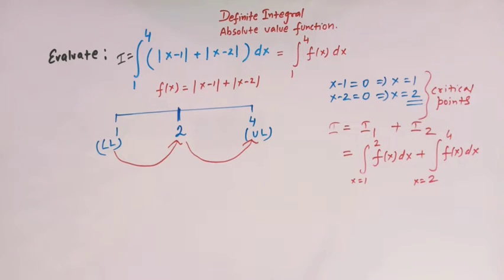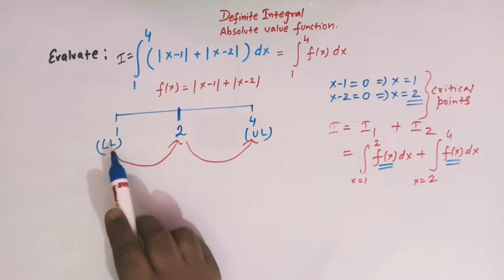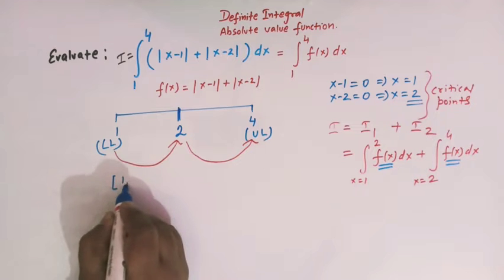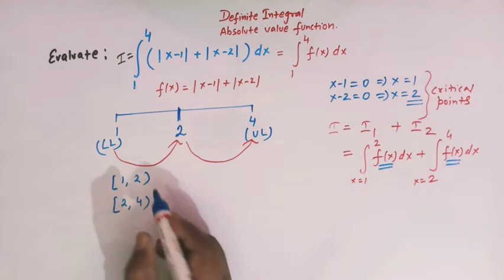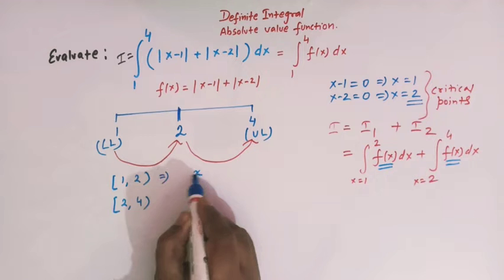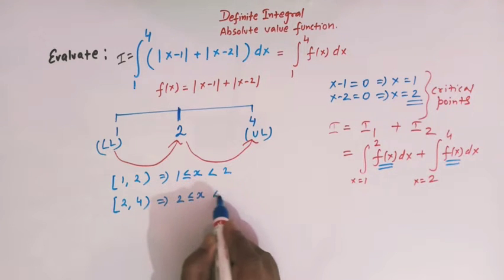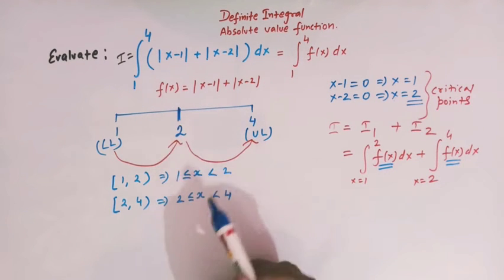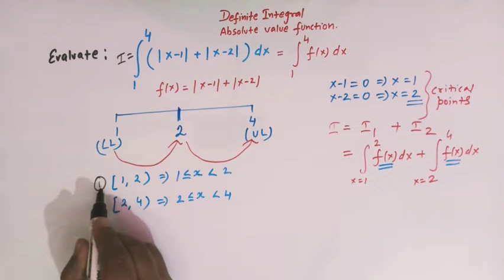So now our prime aim is to express this integrand f of x as a piecewise function in these two intervals, right? So the first interval is from 1 to 2, and the second one is from 2 to 4, right? So this can also be written as when x lies between 1 and 2, and here x lies between 2 and 4, right? So now we have to find the form of this function f of x in these two intervals. So now let us first take this interval, right?